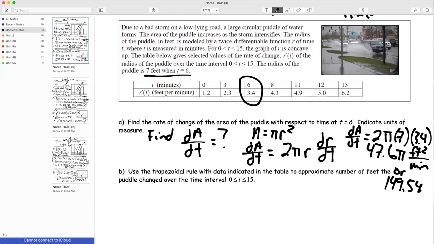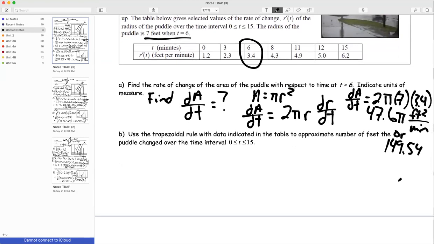Part B says use the trapezoidal rule with the data indicated in the table to approximate the number of feet the puddle changed over the time interval from 0 to 15. So now they want us to use a trapezoidal rule to get an estimation using the data in the table. Okay, so again, my height will be given by the difference in the minutes, and my bases will be r prime. So let's set that up.